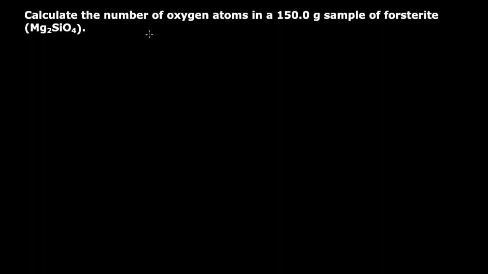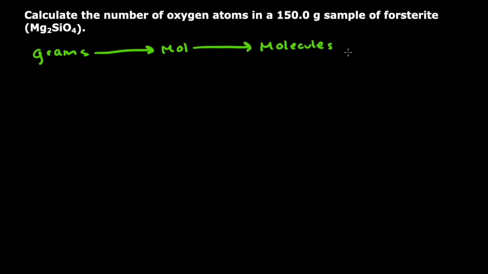Now, in this question, we want to know how many oxygen atoms are in 150 grams of this chemical right here. And what we're going to do is take the number of grams of this chemical and go from grams to moles. And after we know the moles of this chemical, we're going to go from moles to the number of molecules. And after we figure out the number of molecules within this chemical, we can then go from molecules of this chemical to the number of atoms of any one of these that we want.